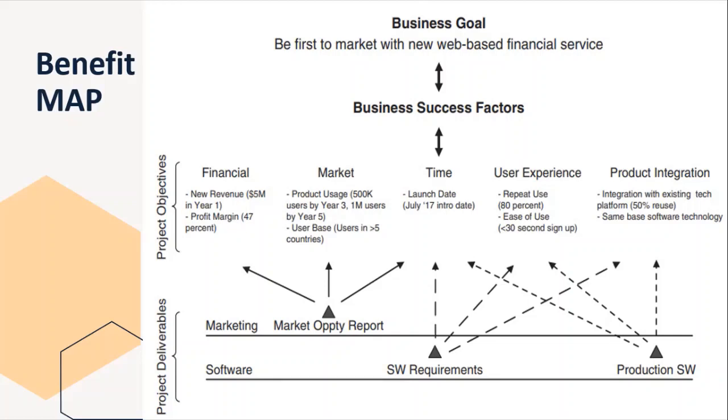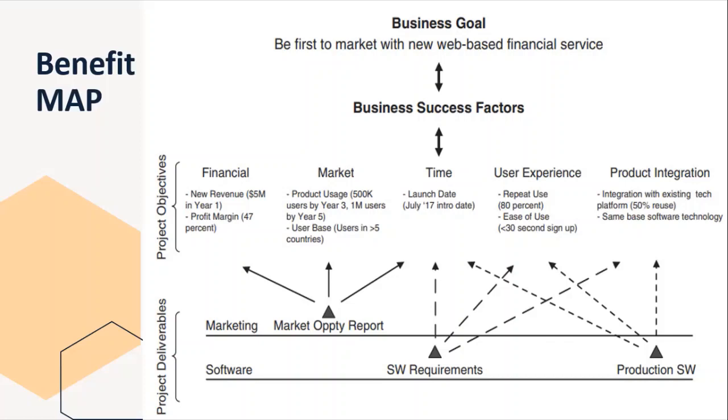And if we talk about the product integration objectives, you see here that integration with the existing technological platform is 50% reuse. You can say it is the product integration objective, and same base software technology. So these are the main objectives of this project. You can see the project outcomes. At the top of this project benefit map is the business goal, then the success factors, then third is the project outcomes. These are the project outcomes and how they relate to each other.